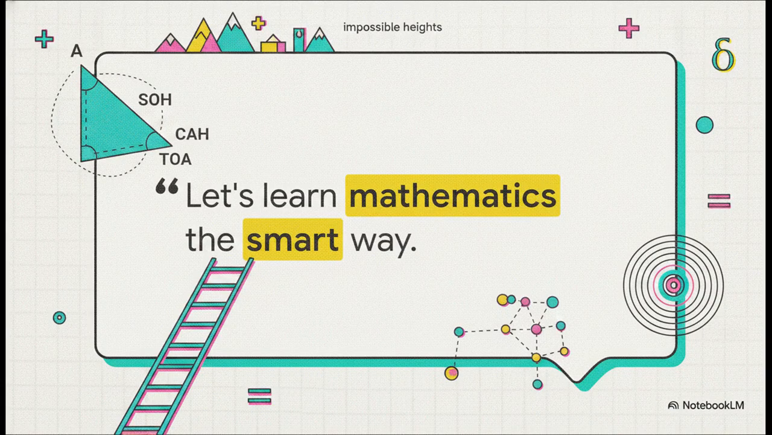As we wrap up this explainer, I want to leave you with this absolutely perfect quote from our source material. Let's learn mathematics the smart way. Math doesn't have to be this massive struggle. It's really just a matter of learning those clever shortcuts, like SOH CAH TOA, that make the complex totally accessible. You now hold the foundational code to measure the unreachable. So, what impossible height are you going to conquer next?